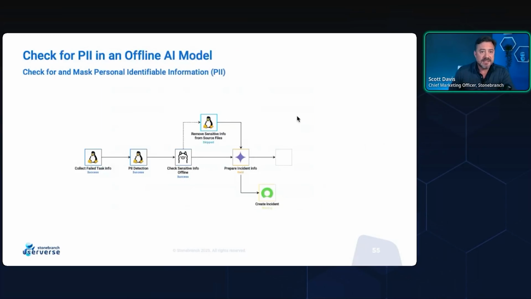So that nested workflow looks something like this. You collect the failed task, in this case. So a task or something fails. And the whole intent here was that you didn't want to send that personal identifiable information over to Gemini. So you use this offline AI model to remove it, then pass it to the online model to open the service incident.